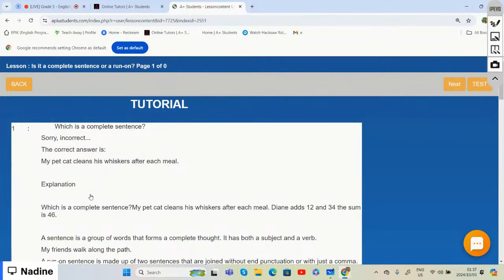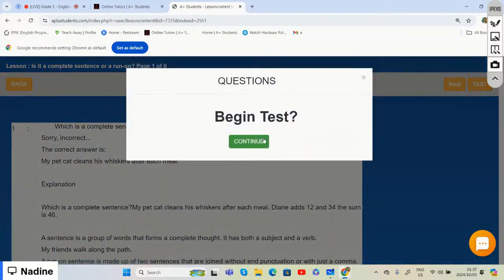a run on? So we need to say if it's a sentence or a run on, right? And we already went over what a sentence is. We already went over what a run on sentence is. So let us go to our test.